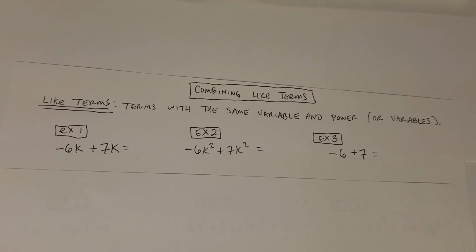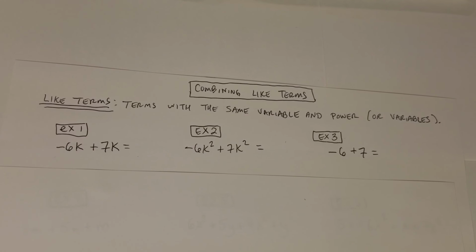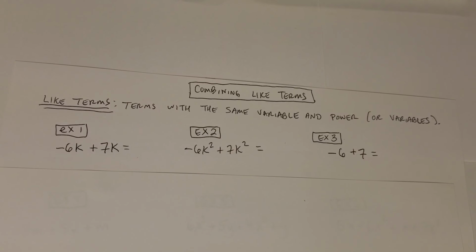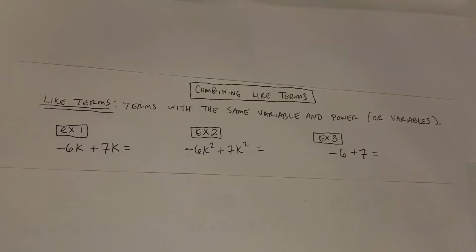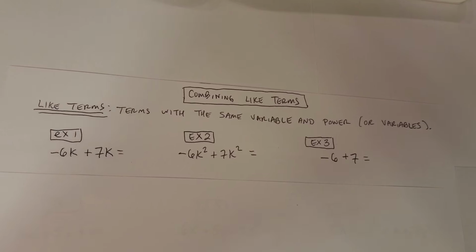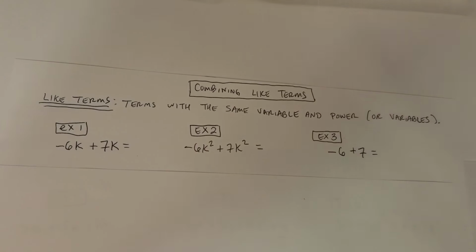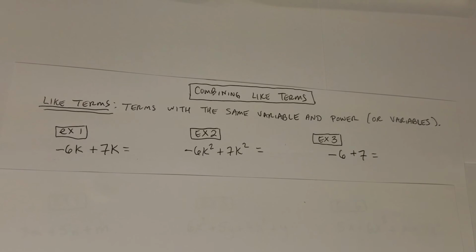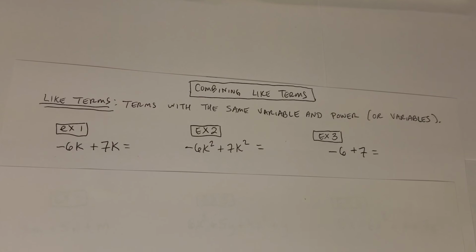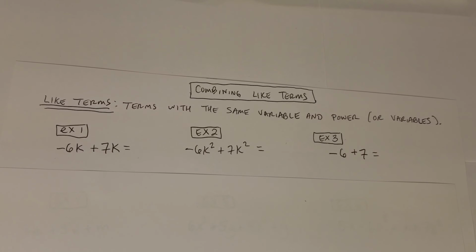Okay guys, so in this video we're going to be talking about combining like terms. So first of all, we have to figure out what the heck are like terms. The definition is right up there. Like terms are basically terms with the same variable and power, or they could be multiple variables as long as they're the same and the same power.